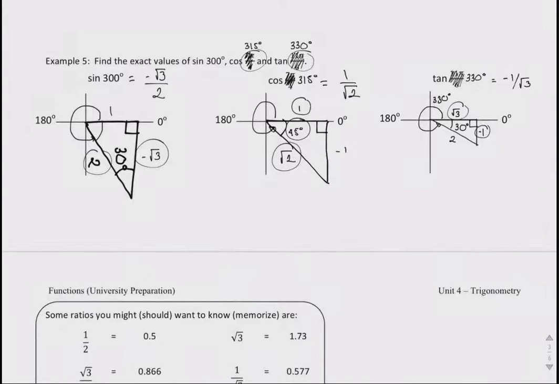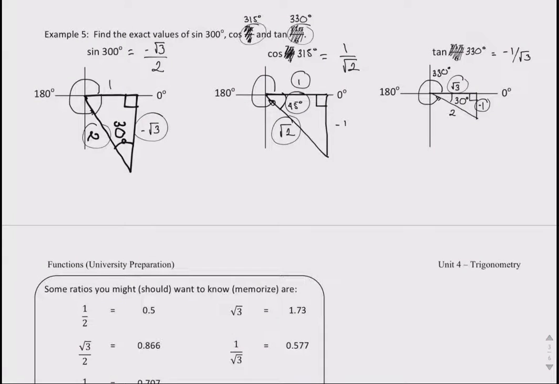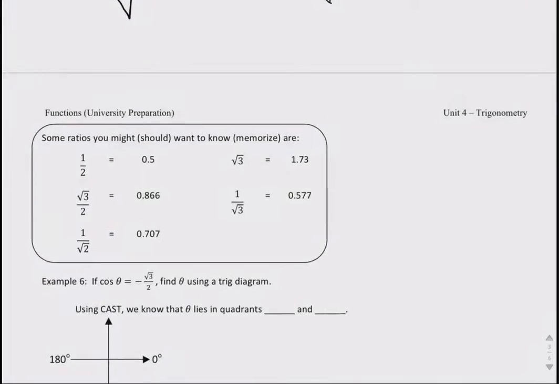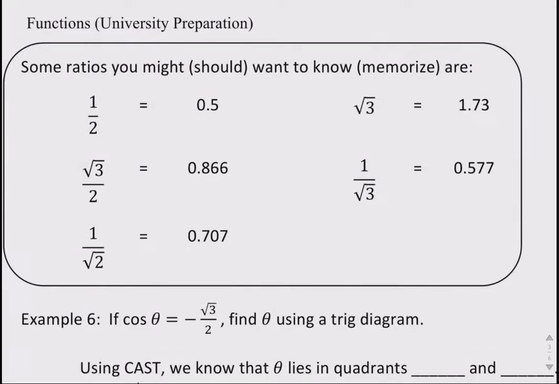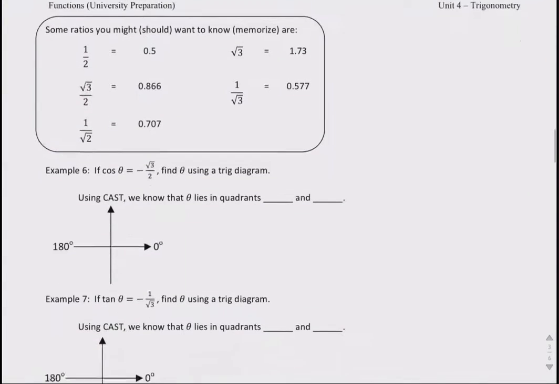And there you have it, some exact values for angles between 270 and 360. Further on, you don't have to memorize these because you can punch these numbers into your calculator at any time, but you pretty much know what these are. Let's move on to example 6 next.